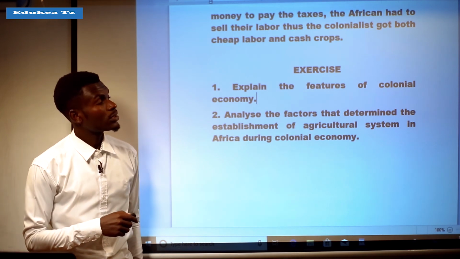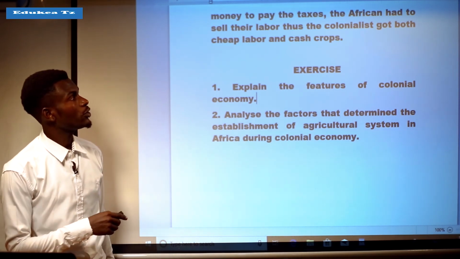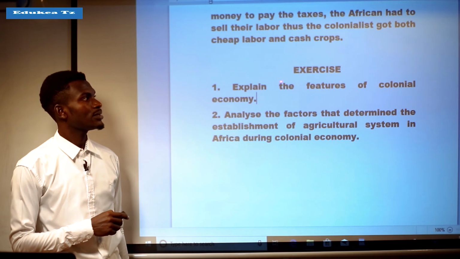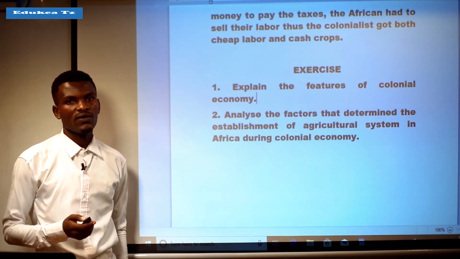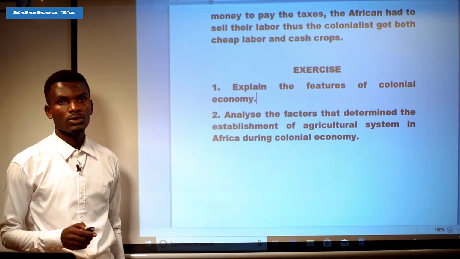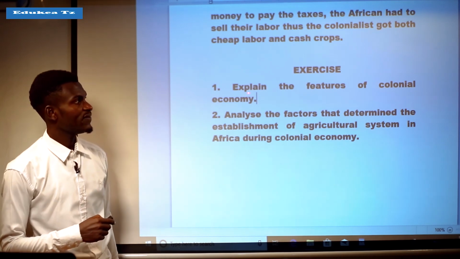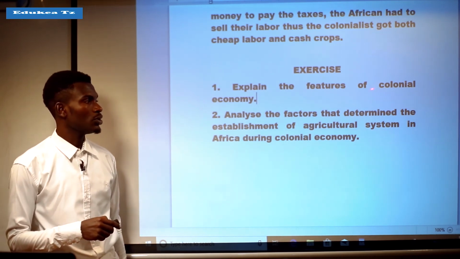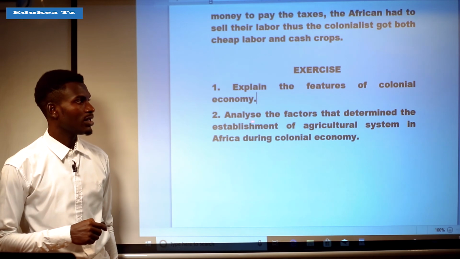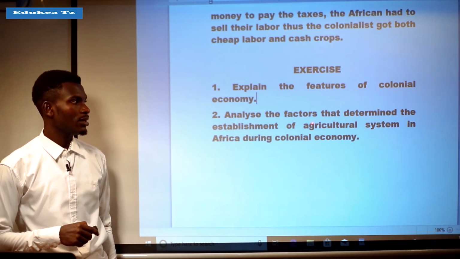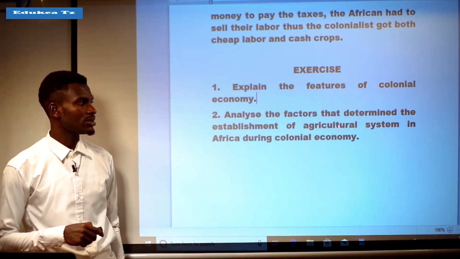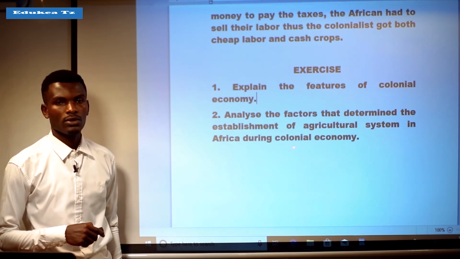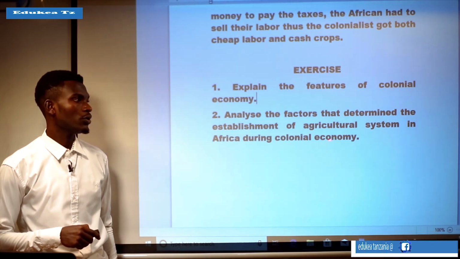After looking at the characteristics of colonial economy in Africa, let us see the exercise which you have to perform. It comprises two questions. The first one is, explain the features of colonial economy, and the second one, analyze the factors that determined the establishment of agricultural system in Africa during colonial economy.